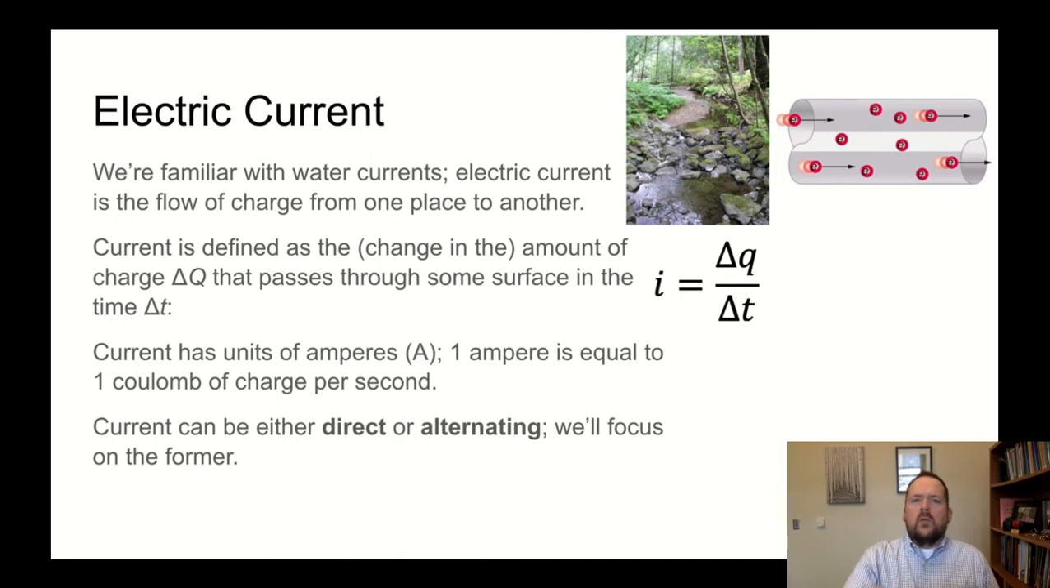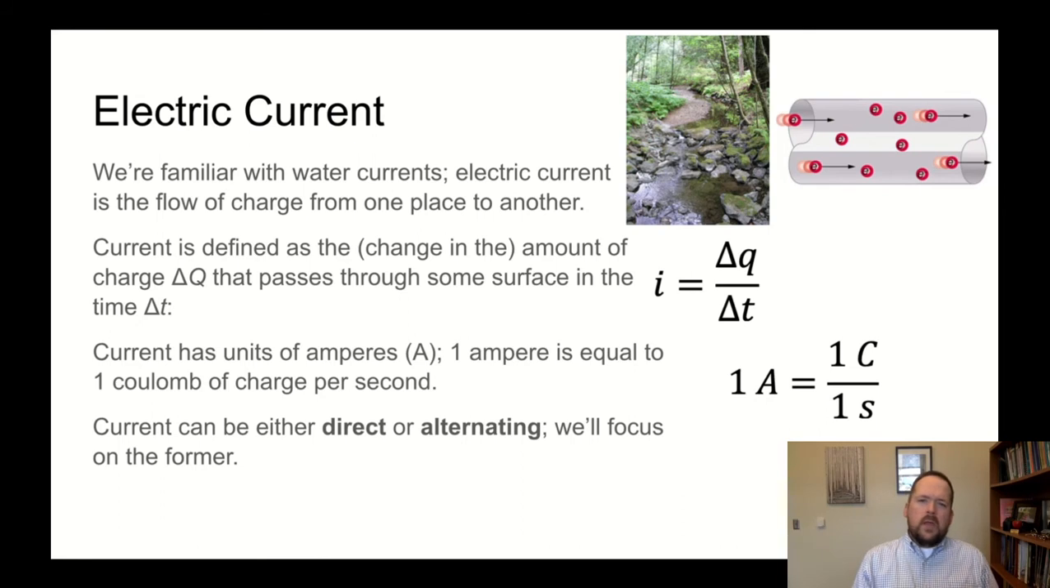So current has units of amperes, and 1 ampere is 1 coulomb of charge per 1 second of time. It also turns out, well, it's context dependent, but 1 ampere is a relatively large amount of current. You routinely have things in your house that are delivering more than 1 ampere of current to various devices, but 1 ampere of current going through you would be a very bad situation.